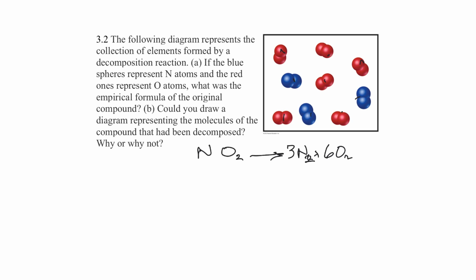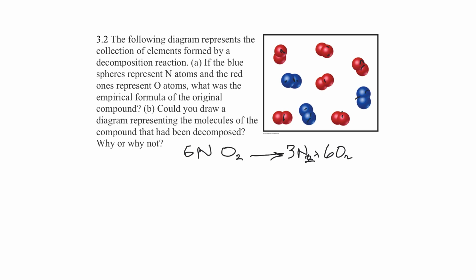Well, how many molecules do I need? Okay, how many sets of O2 do I have? That's probably the better way. How many sets of O2? 1, 2, 3, 4, 5, 6. I have 6 sets of O2. Do I have 6 N's? 1, 2, 3, 4, 5, 6. Yes, I have 6 N's.